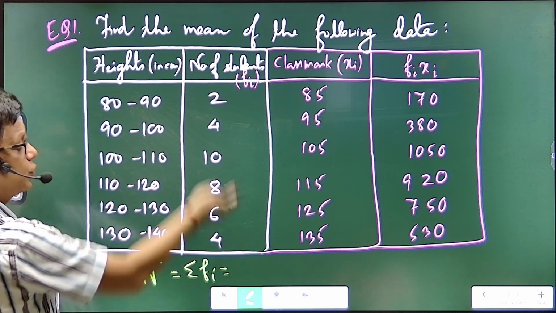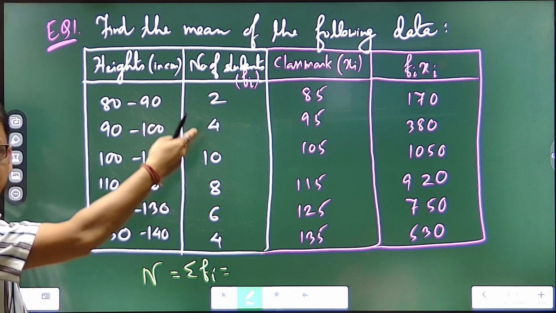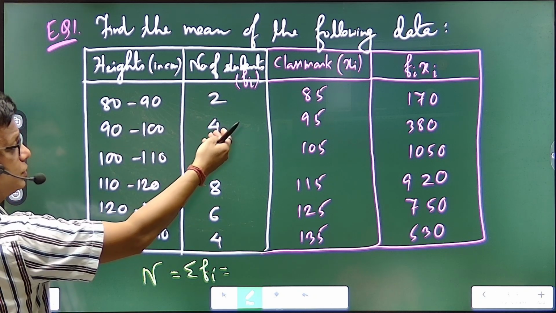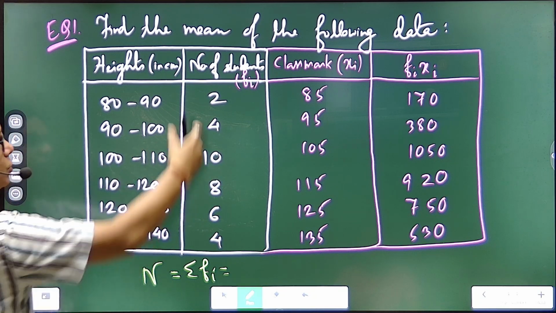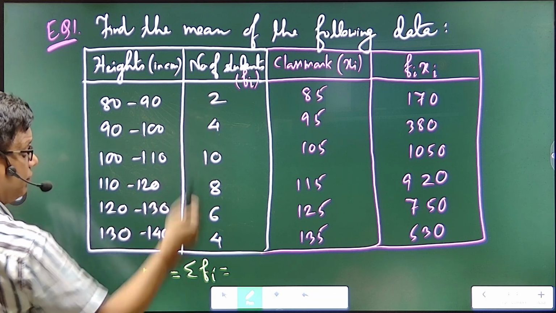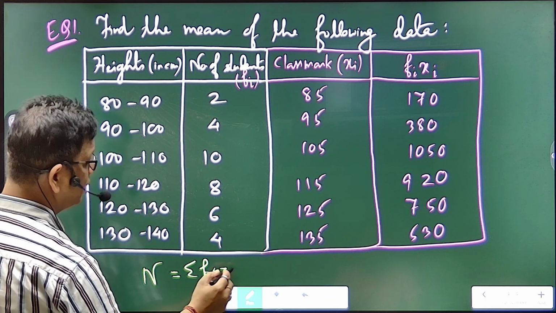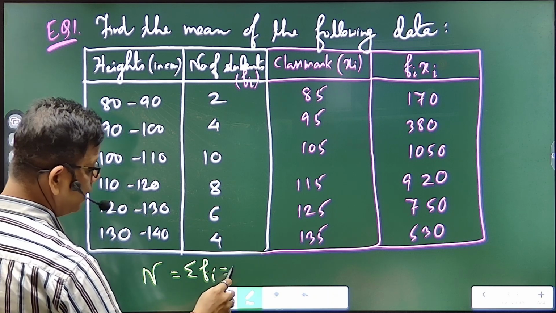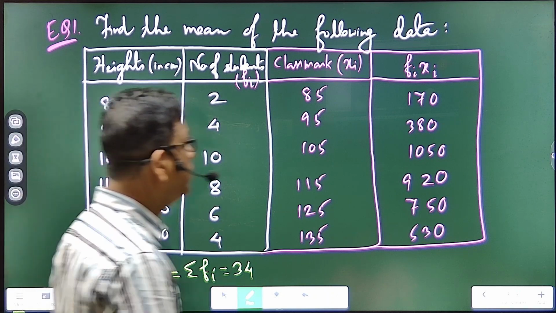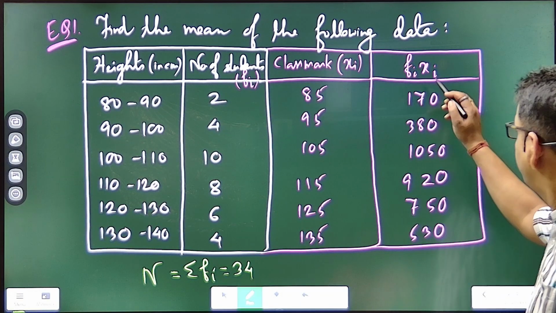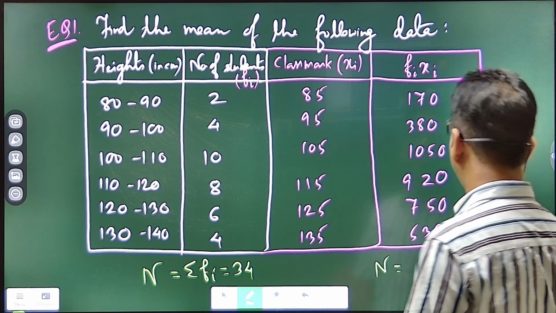How many students are there in total? So 2 students have this height, 4 students, 10 students have this height. Yes or no? So total how many students are there? That is only the summation of Fi. We also write N. What is the number? I think 40, 34 or 44? 34? Correct? Yes. Now you also need to do the addition, the summation of Fi Xi.